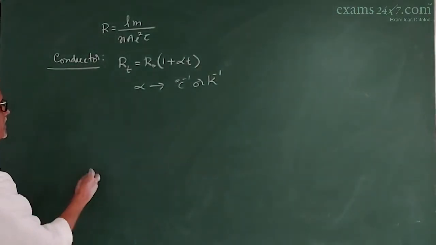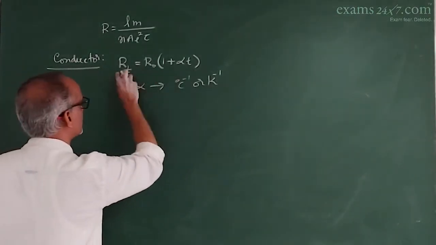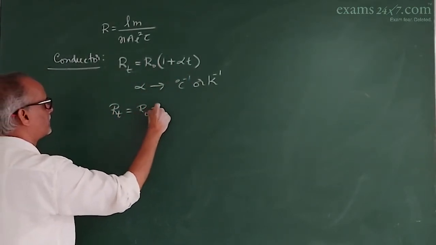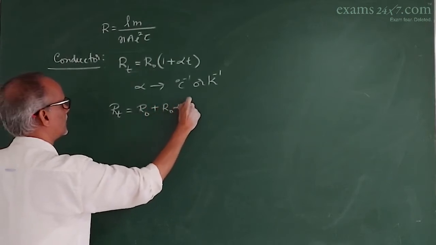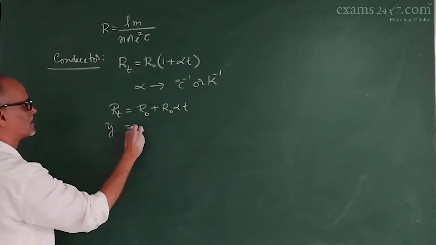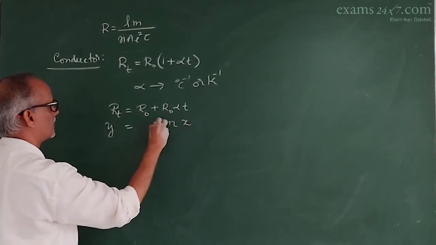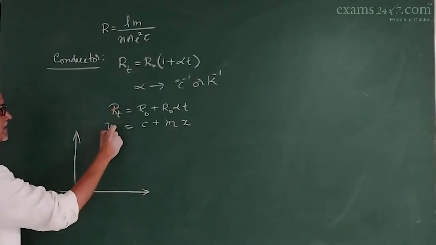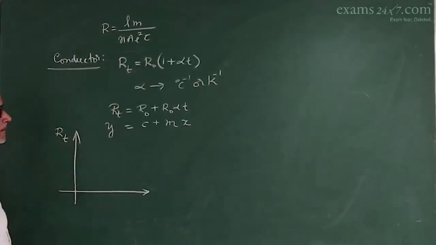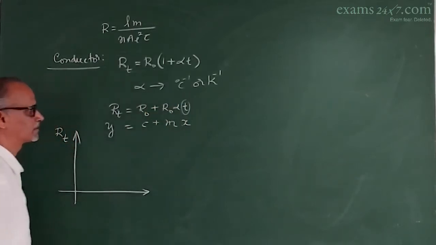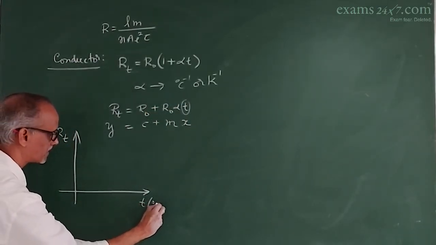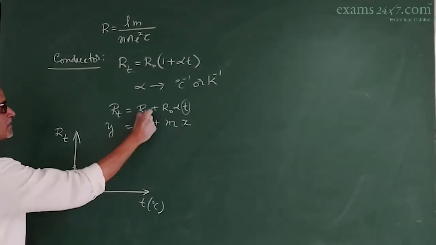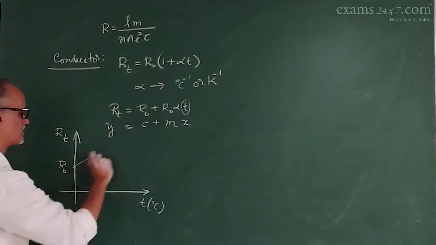Now if you rearrange this equation, you will get RT is equal to, if I open the bracket, R0 plus R0 alpha T. Now this is of the format y is equal to mx plus c. That is the graph of y. Y is here nothing but RT, and x is T in degree centigrade, and there is a y-intercept which is positive here, and the value of which is R0. So it's linear. This is what you get.